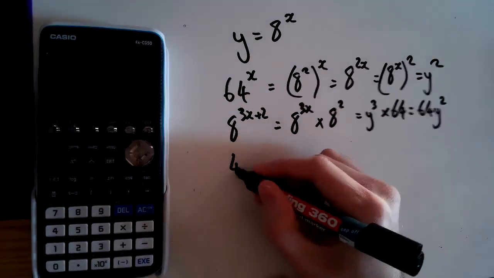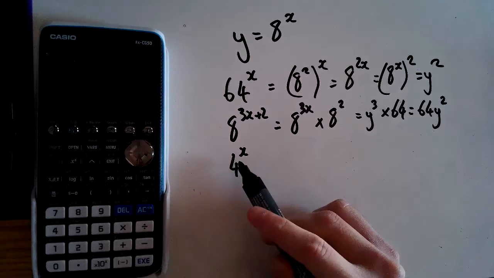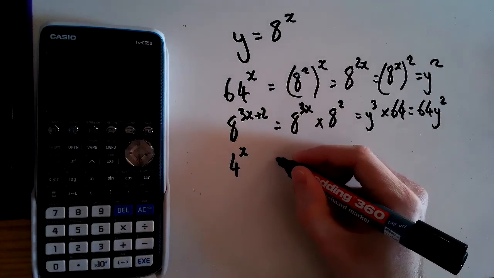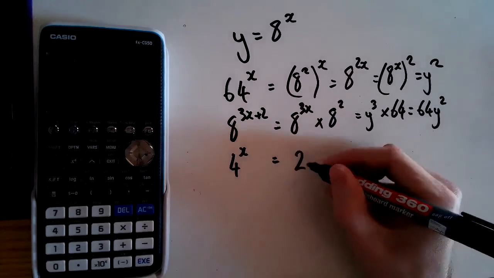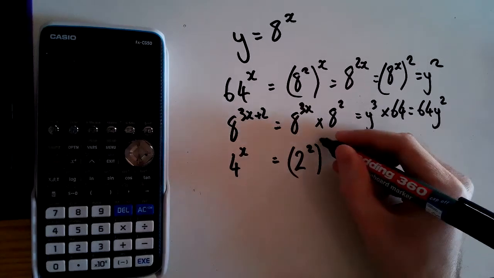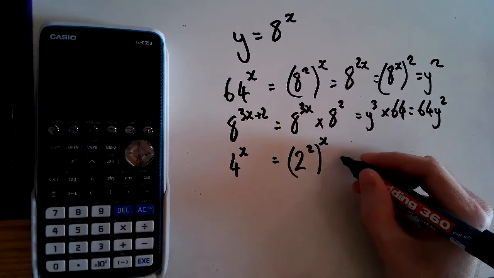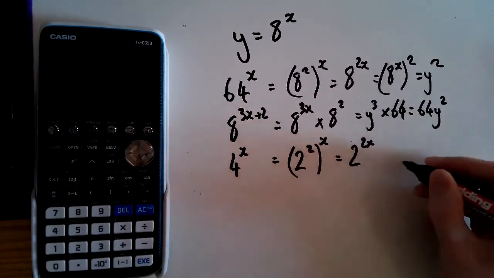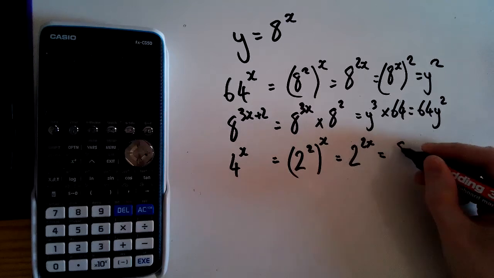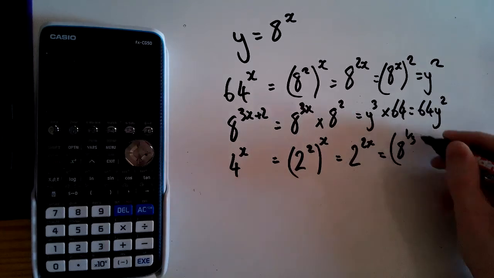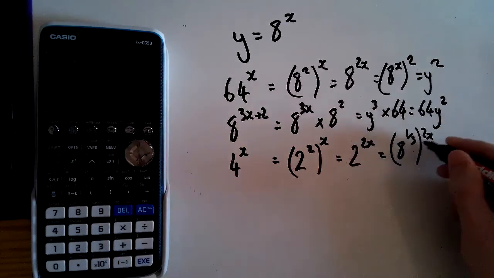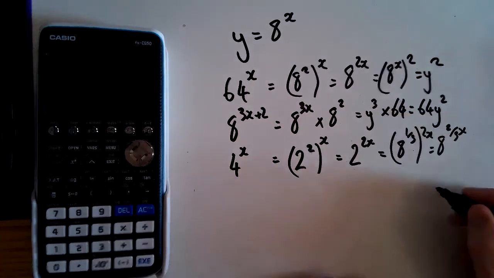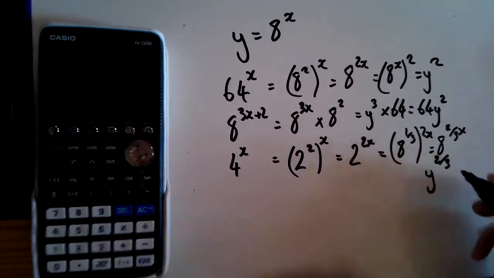And last one, 4 to the x. Well, I need to write 4 in terms of 8. So I'm going to, first of all, write it as 2 squared to the x. Then I'm going to write that as 2 to the 2x. Then I'm going to write 2 as 8 cube rooted, to the 2x, times the powers. I get 8 to the 2/3 x, which just gives me y to the power 2/3.